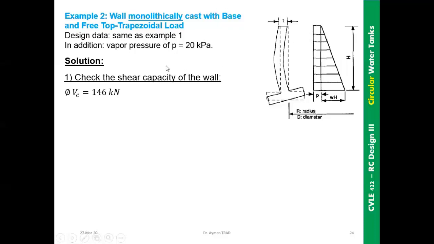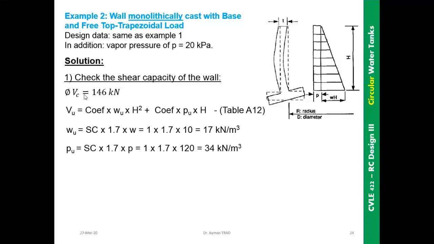So we'll follow the same procedure. We'll start with the checkup of the shear capacity of the wall. The shear capacity will be the same as in the previous application for the same concrete, same section of wall. So 5VC will remain the same. 5VC equal 146 kilonewton. Now we'll determine the V ultimate. Now we have two kinds of load, rectangular and triangular. Then going to the table A12, the V ultimate will be equal to a coefficient times W ultimate H square plus coefficient times P ultimate times H.